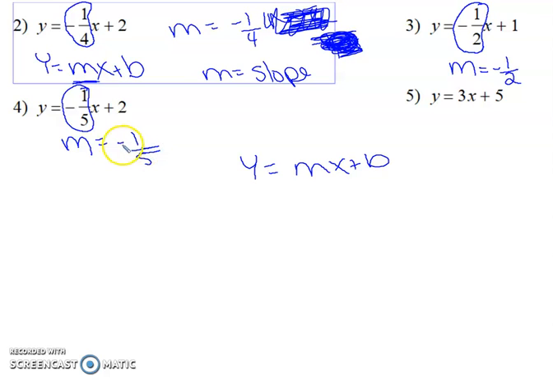Okay, and a lot of times people will say, do I put the negative on both? Well, what is -1 divided by -5? No, that's a positive. So no, it only goes with 1. If it says negative, it only goes with 1.